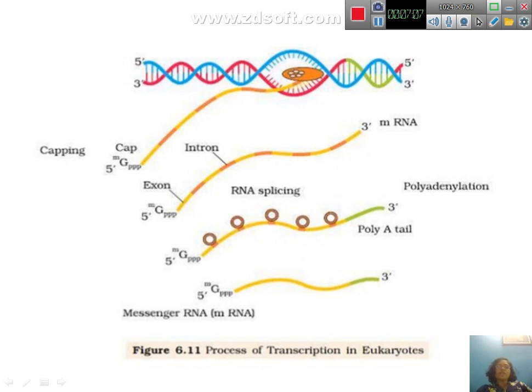So you have a 5' capping and a 3' poly-A tail, because when it is coming out into the cytoplasm for protein synthesis, it has to undergo modifications like splicing of the introns, then 5' capping and 3' poly-A tail addition. Then you get a messenger RNA, and this mature messenger RNA enters through the nuclear pore and comes out into the cytoplasm for protein synthesis.